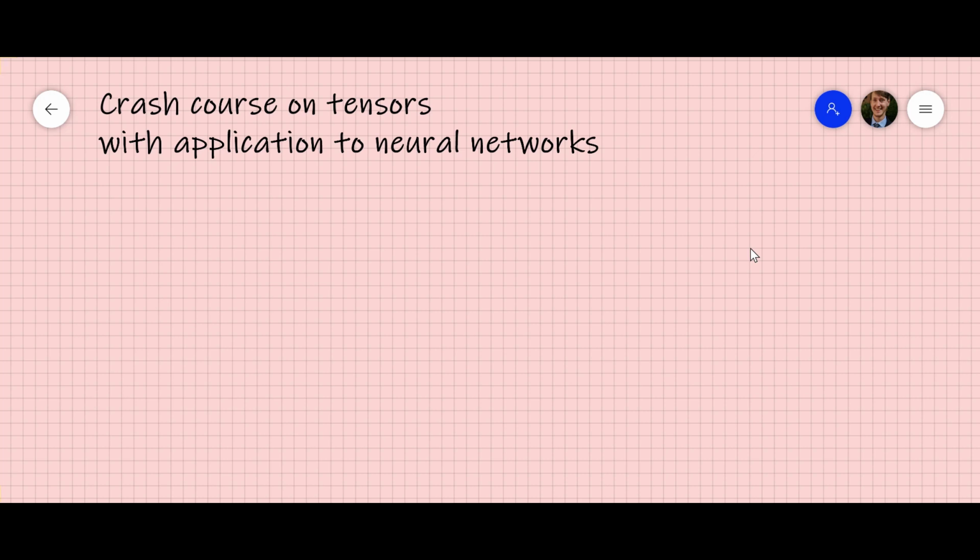And then I will move on to use those concepts and explain how they relate to neural networks and to the law of robustness. In this second part, it will be useful if you have seen the previous video, but not necessary either. I will remind you the necessary concept. Okay, with that being said, let's move on to the crash course on tensors.